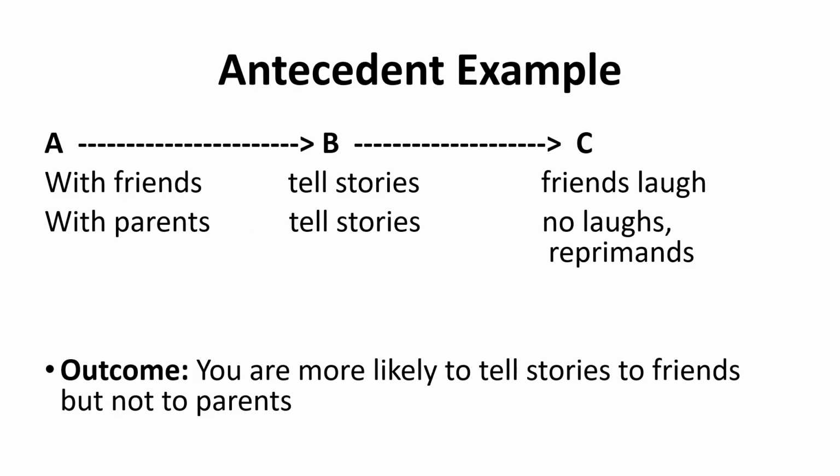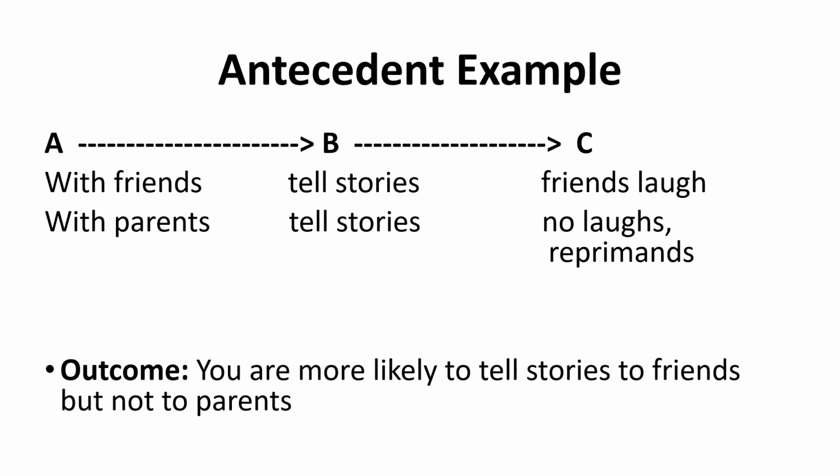So let's look at another example here. Let's say that we have a child who likes to tell stories, and they're going to tell stories in different situations. So our behavior is telling stories. We have two different antecedents listed here under the A. They can tell stories with their friends, or they can tell stories with their parents. So they're in the presence of their friends, they tell the story, and the consequence or the outcome is that their friends laugh.